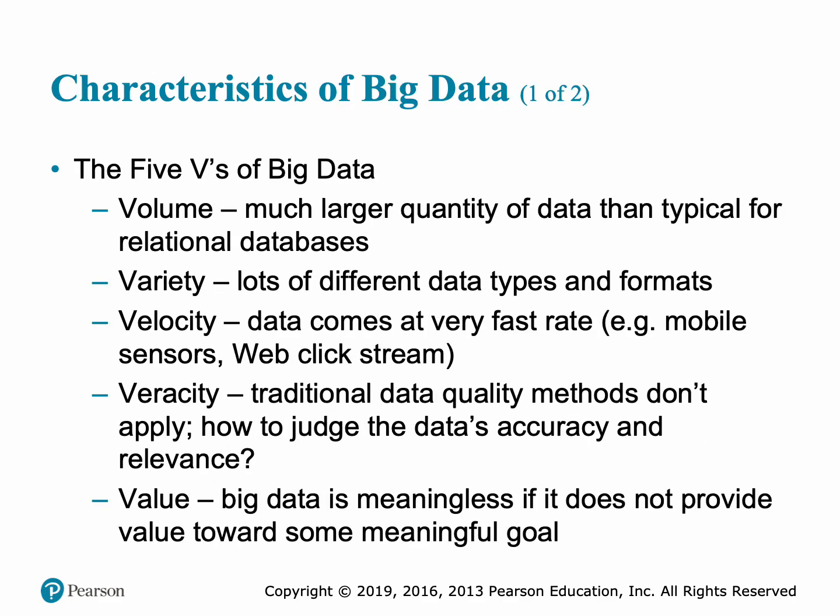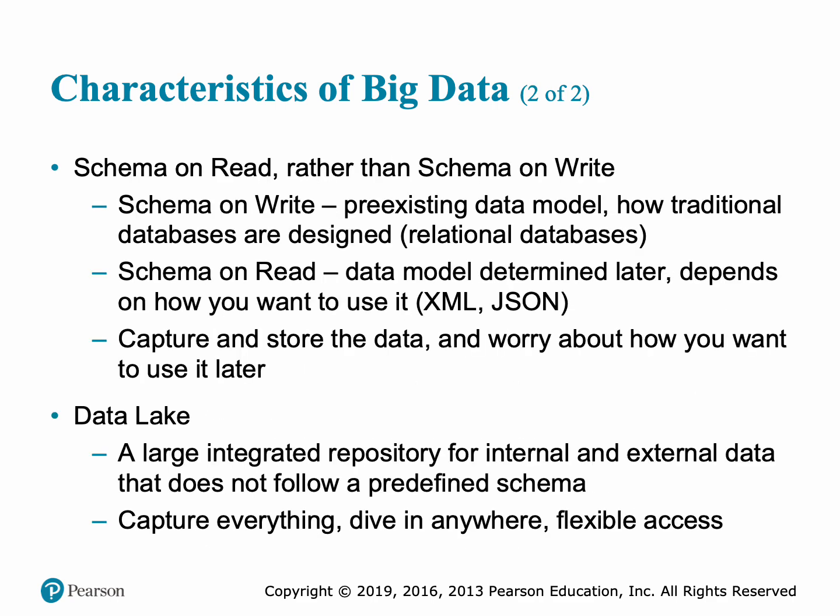As I just mentioned, the volume, variety, velocity, and veracity. Veracity: traditional data quality methods don't apply. How to judge the data's accuracy and reference. And value is technically the fifth V. Big data is meaningless if it does not provide value towards some meaningful goal. Schema on read, data lake. Let's look into this with an example each.